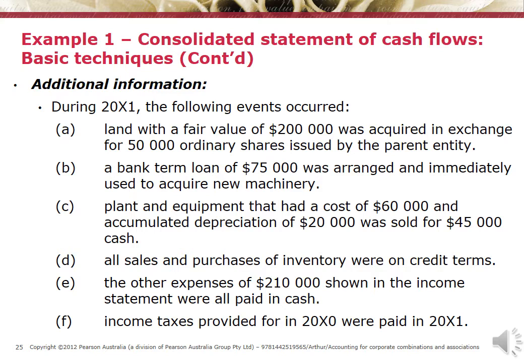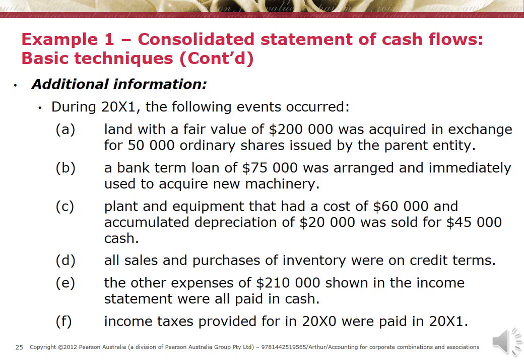Then in E it says the other expenses of $210,000 shown in the income statement were all paid in cash. That's just confirming that there's no opening and closing balance attached to that. That's all been physically paid during the period, and that would just be an outflow within operating activities.